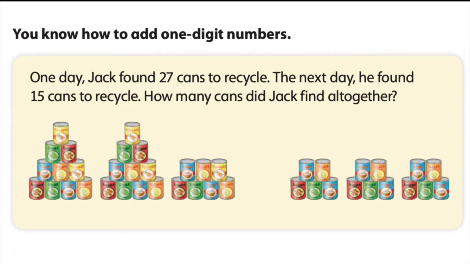Here's the problem. One day, Jack found 27 cans to recycle. That's over here. Here's the 27 cans. The next day, he found 15 cans to recycle. Those are over here. How many cans did Jack find altogether? So I'm going to keep those labeled so that we remember which cans are which. Our goal is to find out how many altogether, so we're going to be doing 27 plus 15.